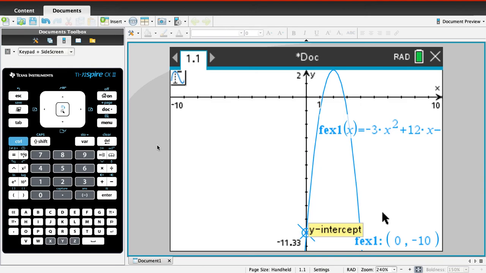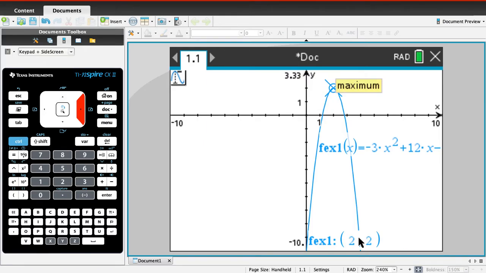Okay, so we're good. So I'm going to keep scrolling over. There's a 0, my x-intercept. It looks like it's located somewhere around 1.18, and this is approximately 0. So that means this is not an exact answer. Keep going. Maximum, my vertex. This is also where my axis of symmetry is.